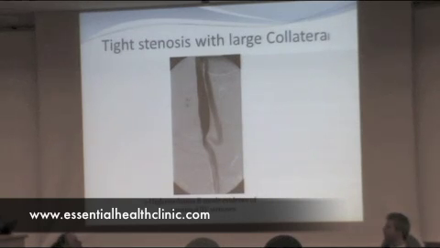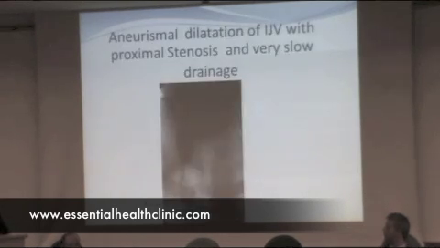Again, another common finding, tight stenosis at the valve, large collateral formation. Again, it's not a very clear picture, but you can appreciate some dilatation of the jugular vein here, and you can see the drainage is very, very sluggish. It's like dribbling of the blood from the jugular into the heart. Not complete obstruction, but very, very severe narrowing and sluggish flow.